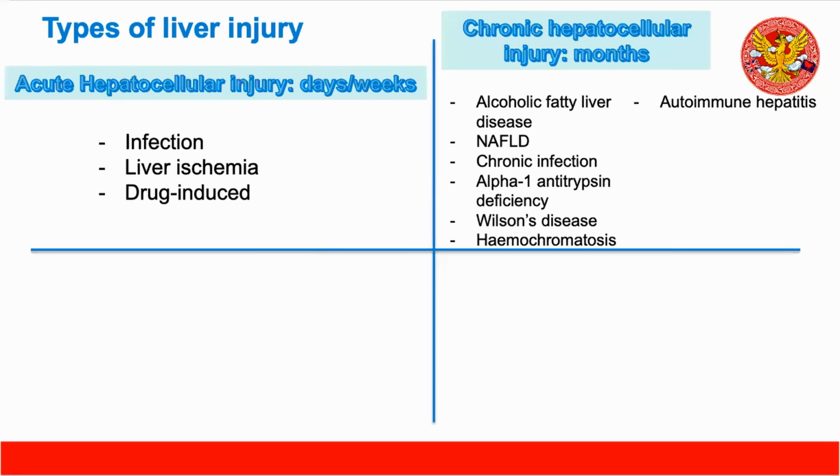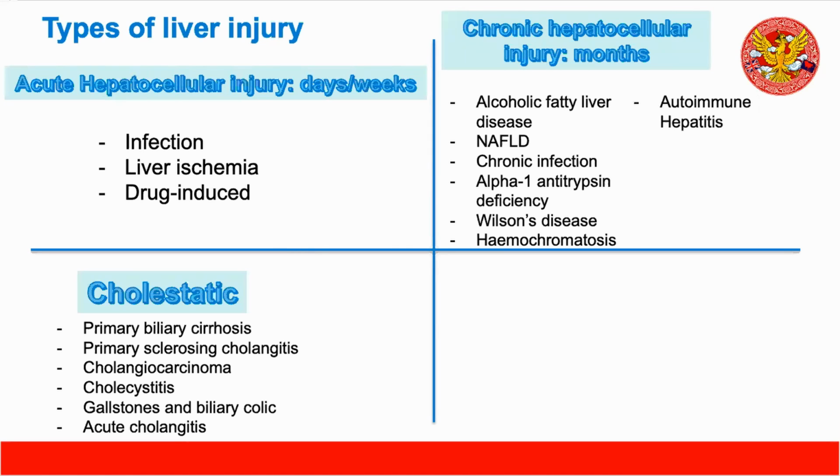You also have causes of chronic hepatocellular injury, and that will be injury lasting months. I've listed some here that are on Sophia. You can also have cholestatic types of liver injury, so things which are impacting on the flow of bile. And finally, you can also have a mixed picture. So some of these conditions you could arguably put into multiple categories. For example, hepatitis B infection can be acute, but it can also be chronic. And a few of the hepatocellular injuries can also impact on the flow of bile as well.